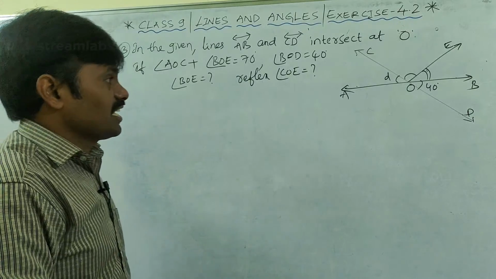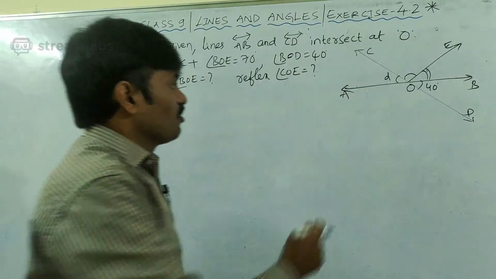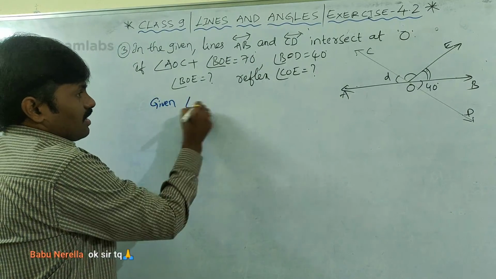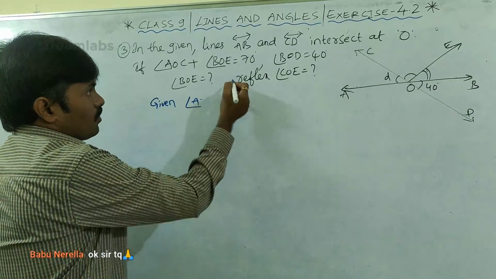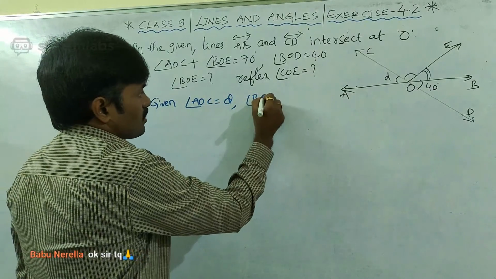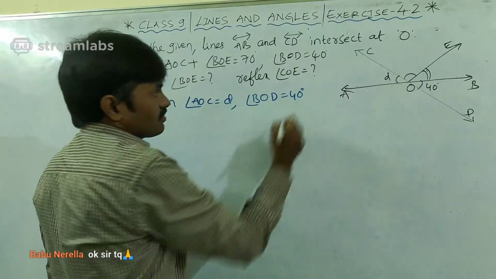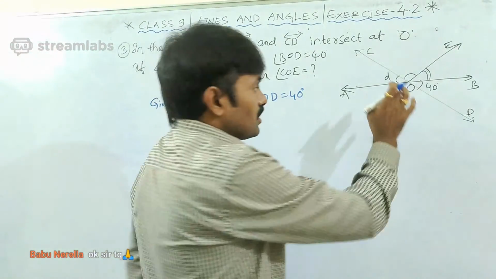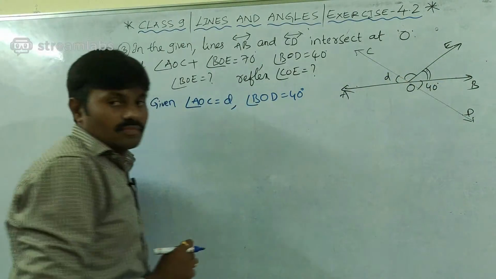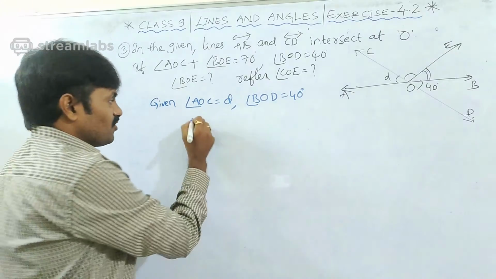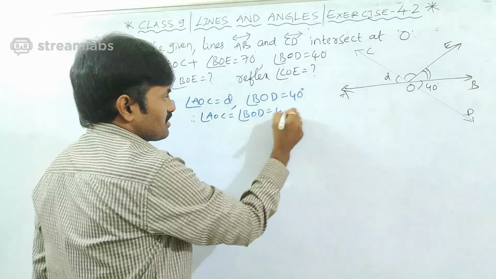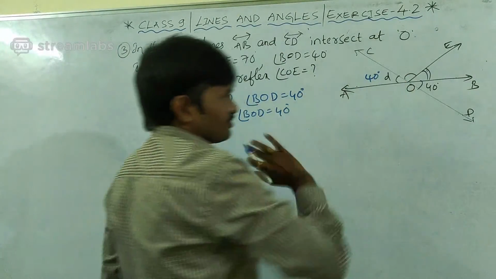First, they have given one relation here, angle AOC and angle BOE. The sum is given. Angle AOC is equal to D degrees and angle BOD is equal to 40 degrees. We know that these two are vertically opposite angles. Is it clear? Therefore, angle AOC is equal to angle BOD is equal to 40 degrees. So this is 40 degrees.